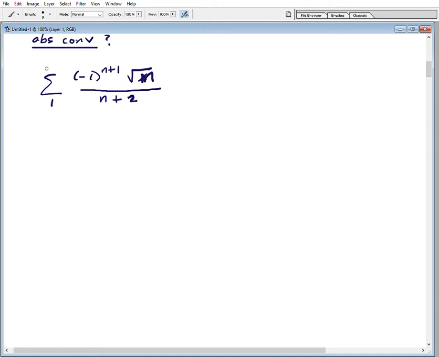And then goes from 1 to infinity. So absolutely convergent, we want to know, does this converge? Square root of n over n plus 2. That's what absolutely convergent would mean, without the minus 1 to the n plus 1. All right, so just look at this.